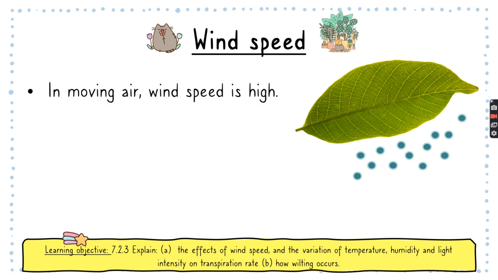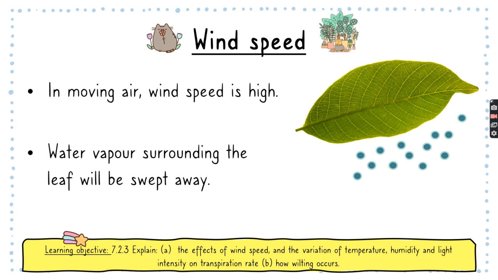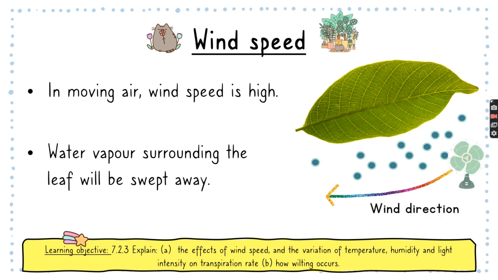In moving air, wind speed is very high. And when wind speed is high, water vapor surrounding the leaf will be swept away. So imagine if you put a fan near your leaf. What happens is that we're going to have air movement going that way. So obviously the water vapor surrounding the leaf will move in the direction of the wind.